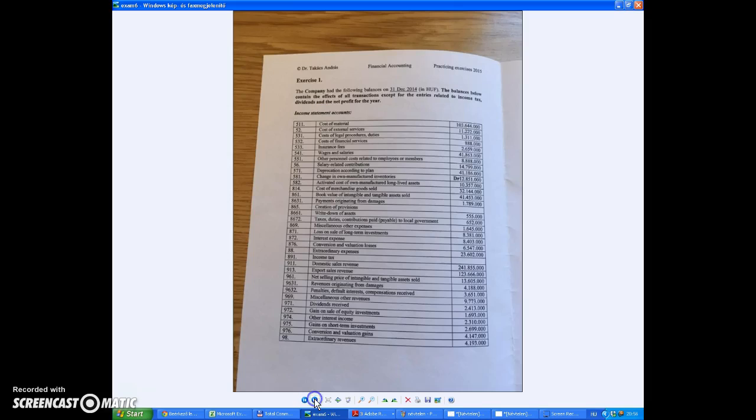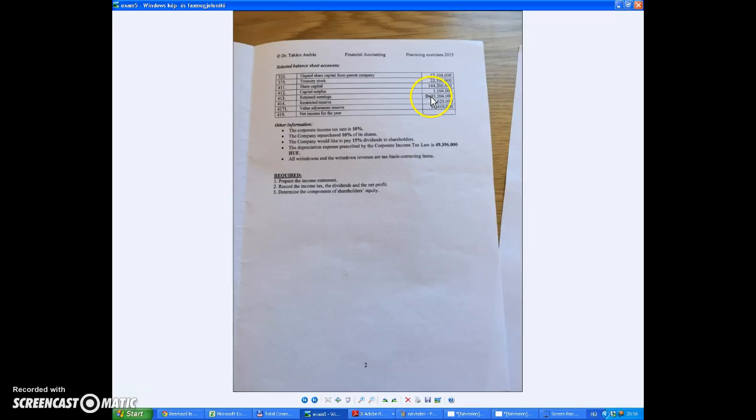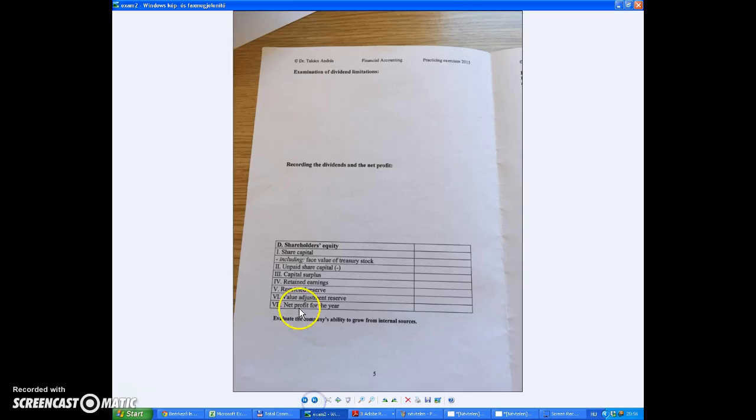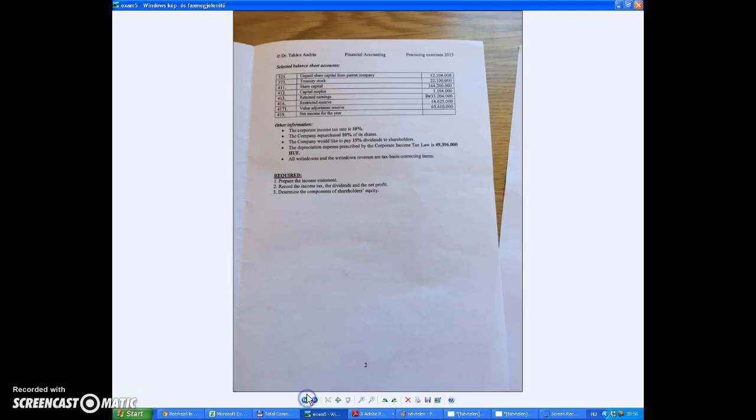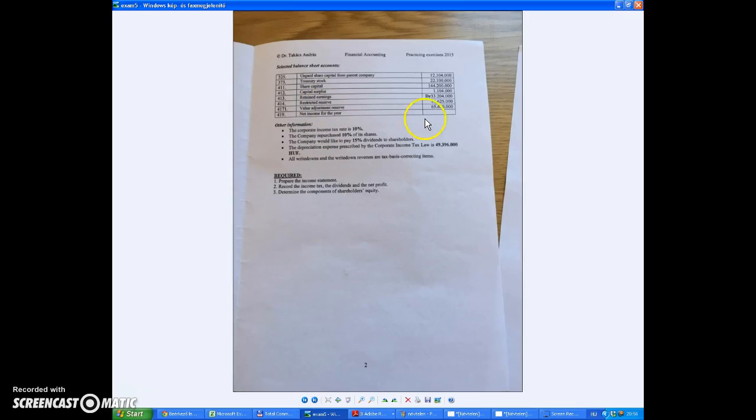After this, we need retained earnings, which has a debit balance, so it's minus. We have to watch out that it's a minus amount because it is a debit balance. If it had a credit balance, it would be positive, but this means that the company had losses in the previous years. So this is the sum of the losses which the company incurred. And what else do we need? Well, we need the restricted reserve. It didn't change either, so it's still this amount. We need the value adjustment reserve. Well, it's this one, so we can record this also.